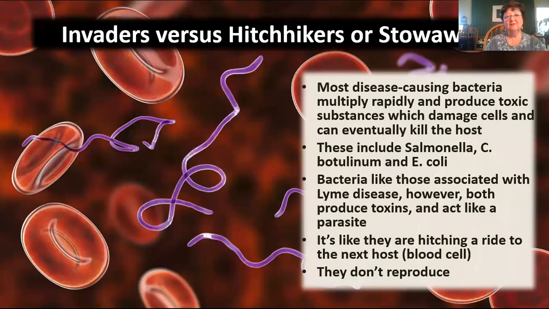So you can see it is difficult to deal with, but most disease-causing bacteria multiply rapidly and produce toxic substances which damage cells and can eventually kill the host. These include Salmonella, C. botulinum, and E. coli. Bacteria like those associated with Lyme disease, however, both produce toxins and act like a parasite. So it's like they are hitchhiking a ride to the next host, which is a blood cell.